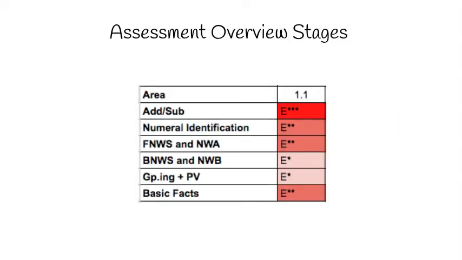The assessment overview shows that addition and subtraction is the strongest area, while backward number word sequence and grouping are the weakest. If you listen to the explanations throughout the assessment, though, you can clearly hear, particularly for the grouping, that while some of this might not yet be knowledge, she is developing very good strategies for grouping numbers and seeing the relationships between them.